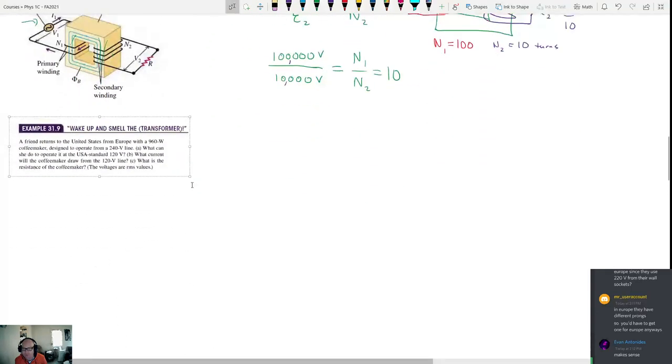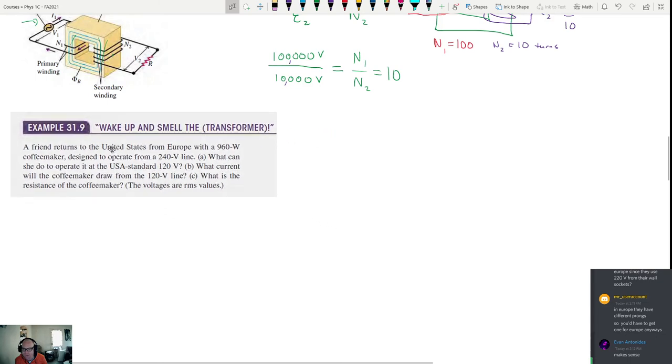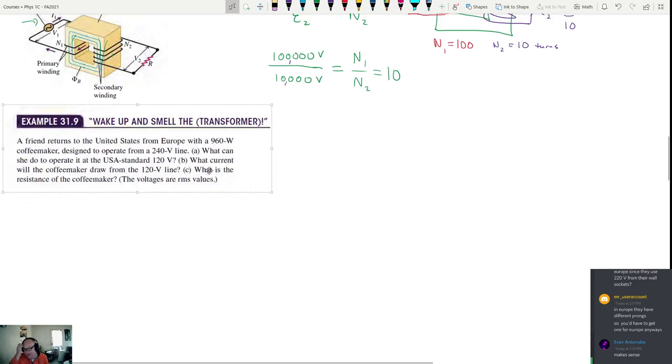Alright, so here's the problem. It says, a friend returns to the United States from Europe with a 960-watt coffee maker designed to operate from the 240-volt line, so that's like the voltage in Europe. What can she do to operate it at the standard 120 volts? What current will the coffee maker draw from the 120 volt line? What is the resistance of the coffee maker? The voltages are RMS values.